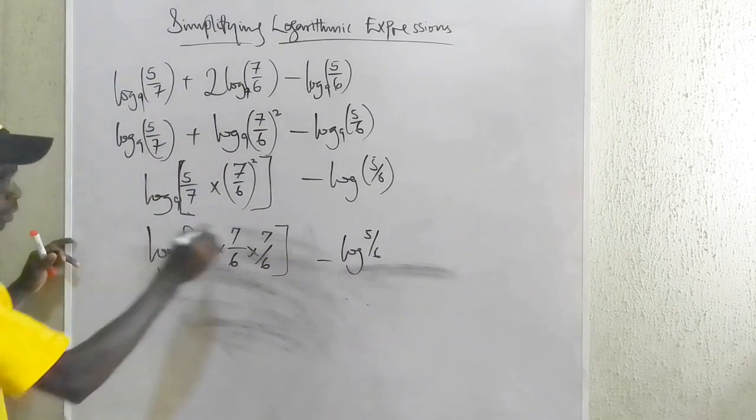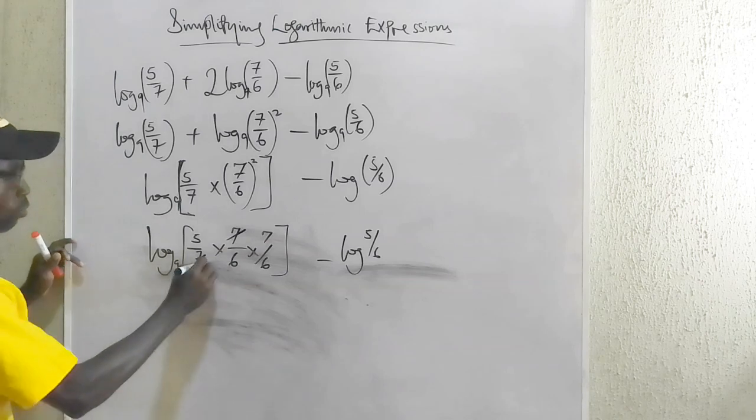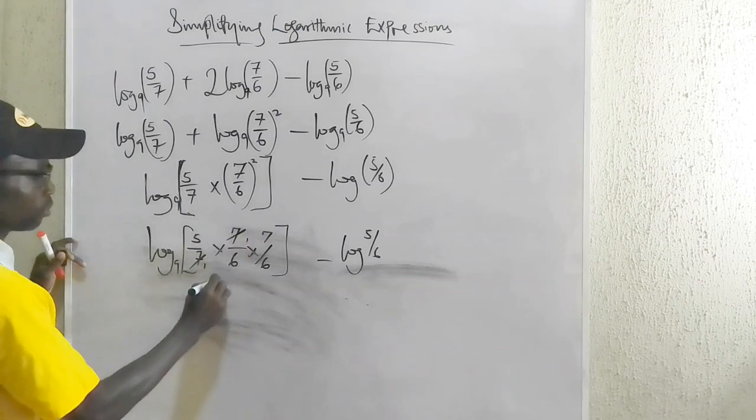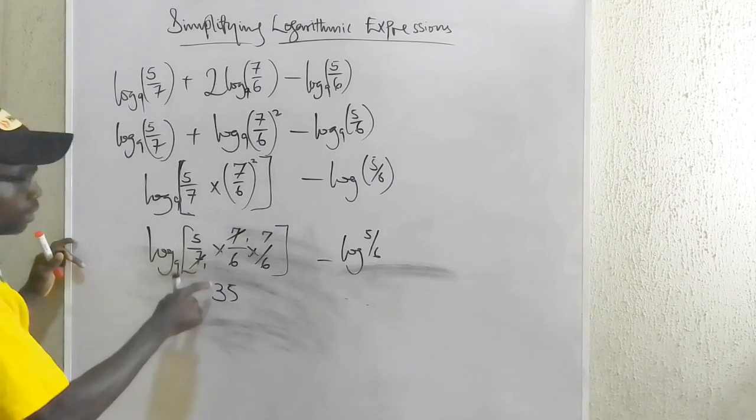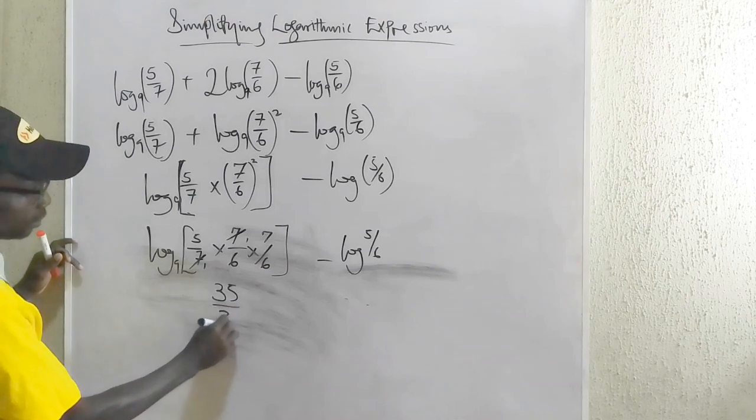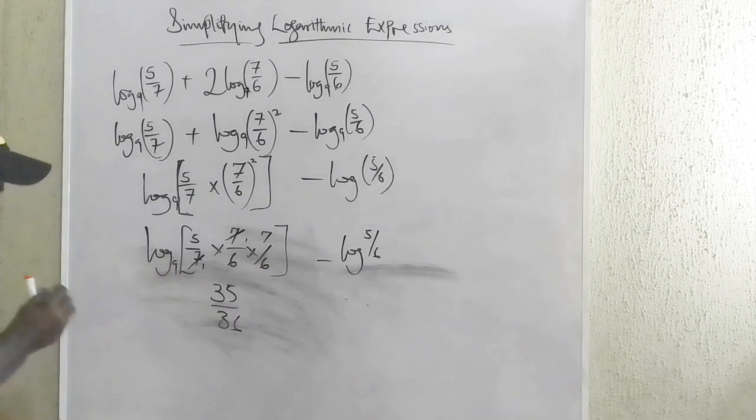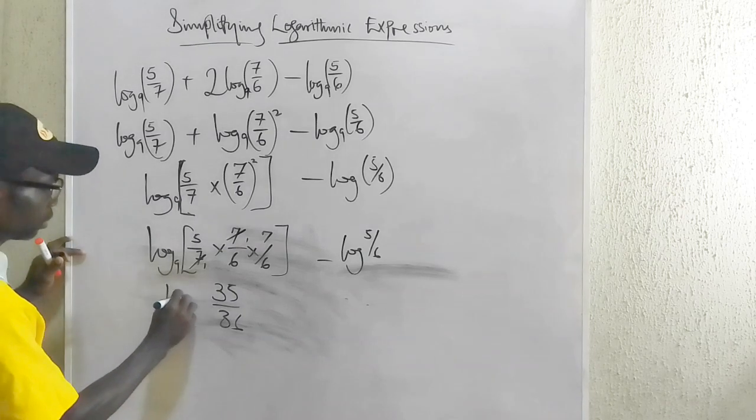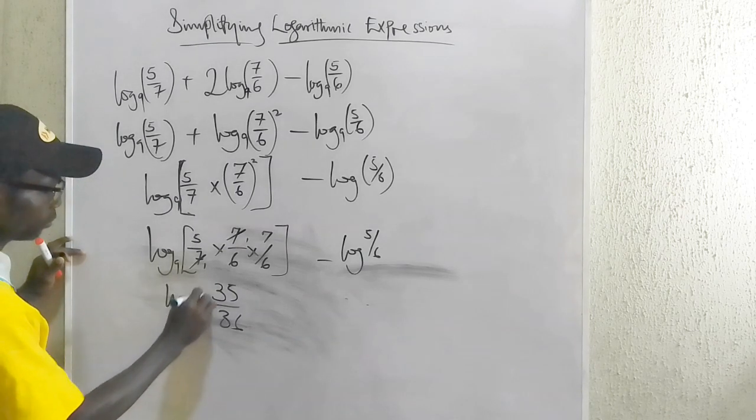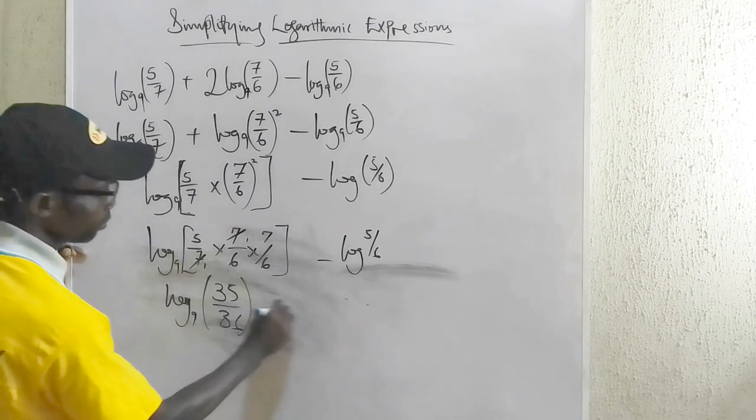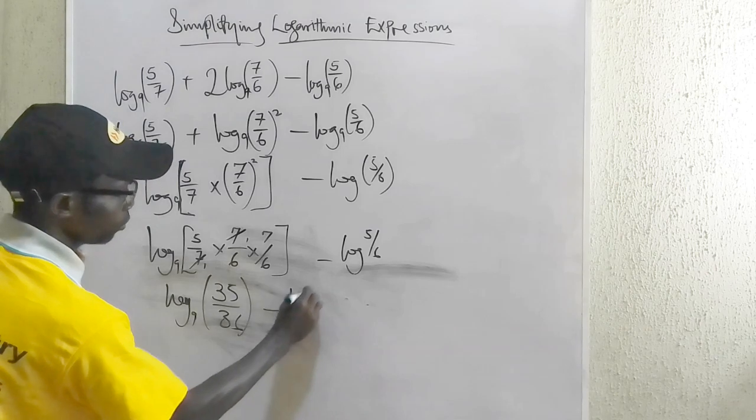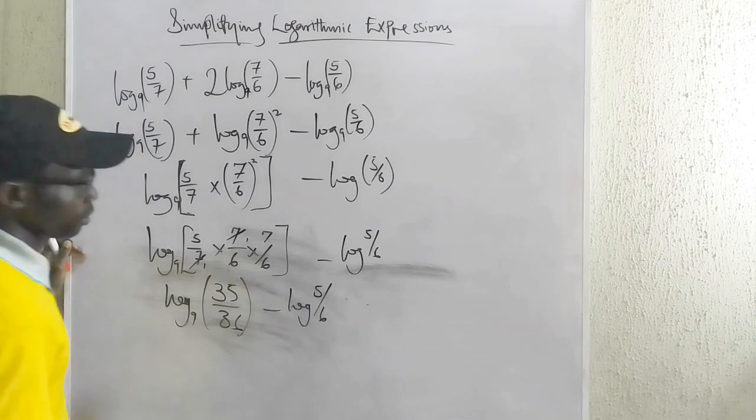So here, this 7 can cancel this 7. 5 times 7 is 35. And then 6 times 6 is 36. So what we have is log in base 9 of 35 over 36, minus log 5 over 6.